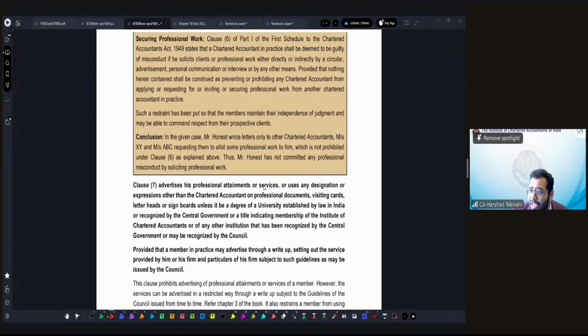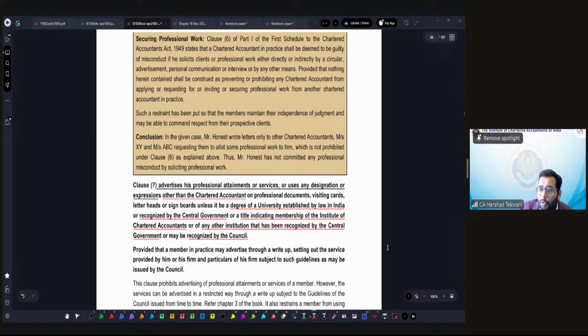Can you use any other designation and expression other than chartered accountants in your documents or in your advertisement? Answer is no. So you should not advertise professional attainments or use any designation other than CA. Plus, there is one more exemption given, that is degrees which are recognized by a university established by law in India or recognized by the central government, or a title indicating membership of an institute of chartered accountants or any other institute that is recognized by the central government or recognized by the council.